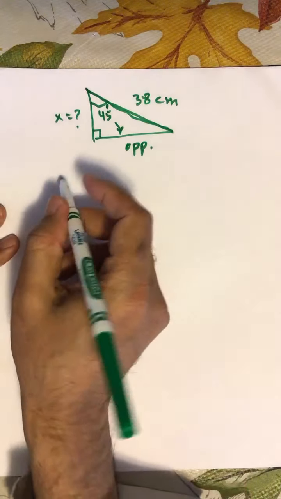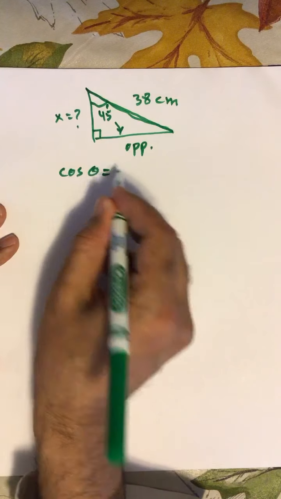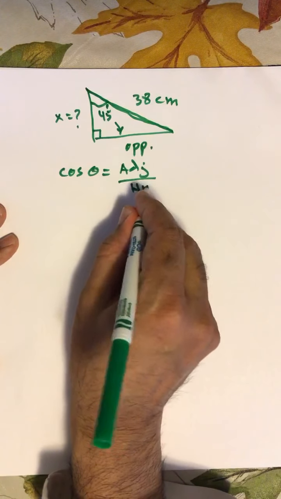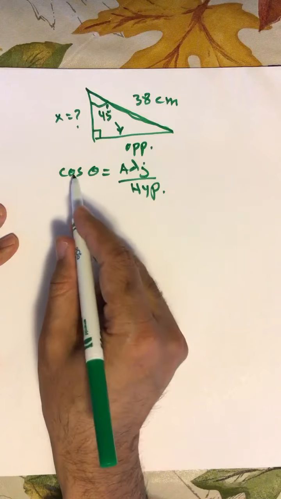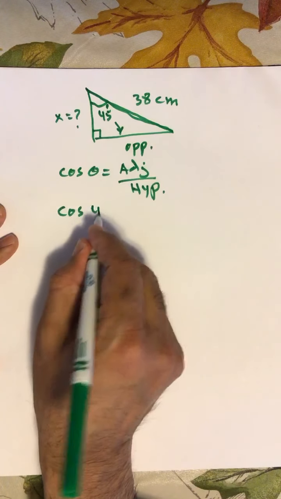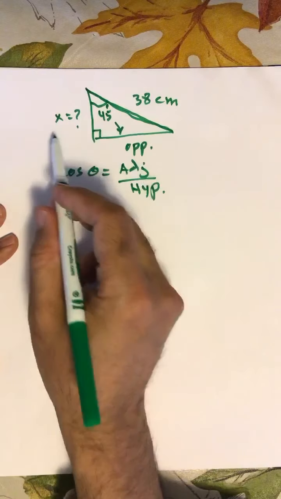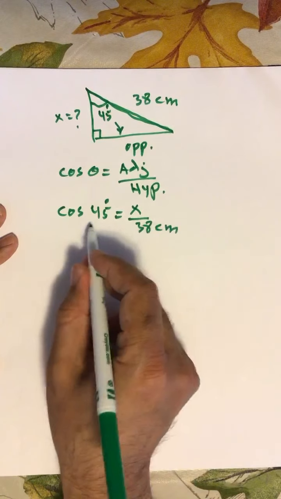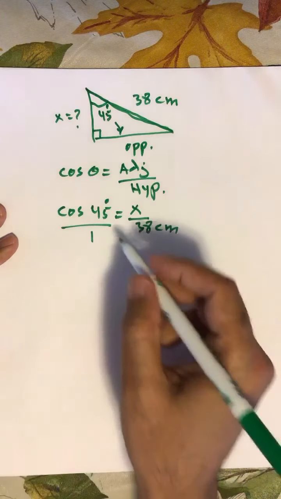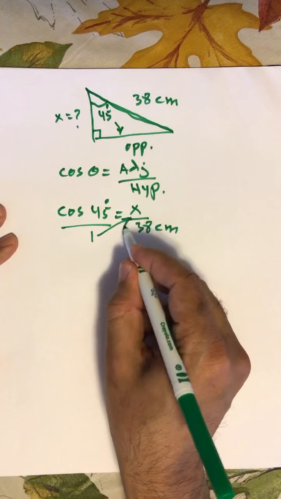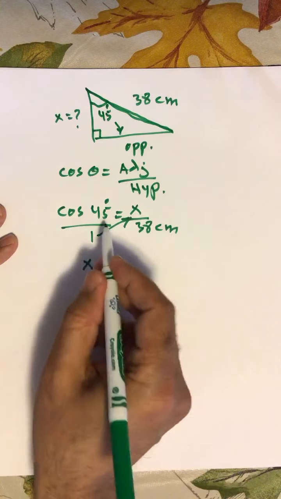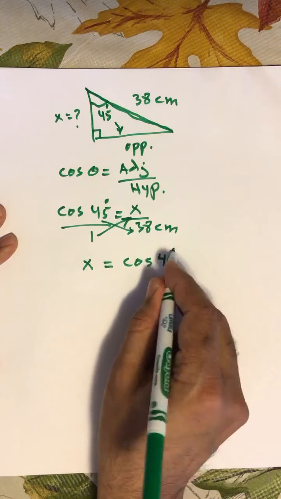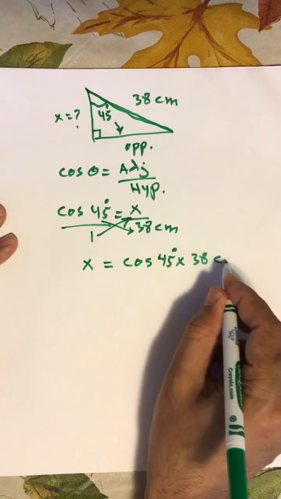As you know, cosine theta is adjacent over hypotenuse. So cosine of theta, which is 45 degrees, equals adjacent X over hypotenuse 38 centimeters. I will just put 1 there the way I did before. I will multiply X with 1, so X times 1 is X. It's not going to change anything. I will multiply cosine 45 degrees with 38 centimeters.